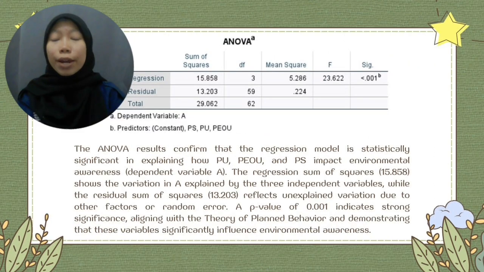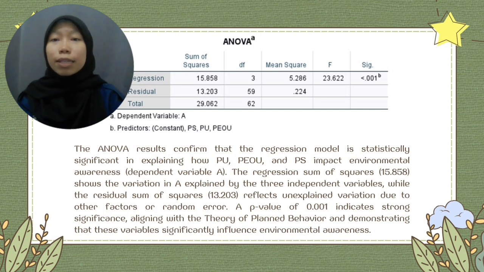Regression sum of squares of 15.858 shows how much of the variance in A is explained by the three independent variables, while the residual sum of squares of 13.203 reflects unexplained variance due to other factors or random error. A p-value of 0.001 indicates strong significance, aligned with the theory of planned behavior, and demonstrating that this variable significantly influences environmental awareness.